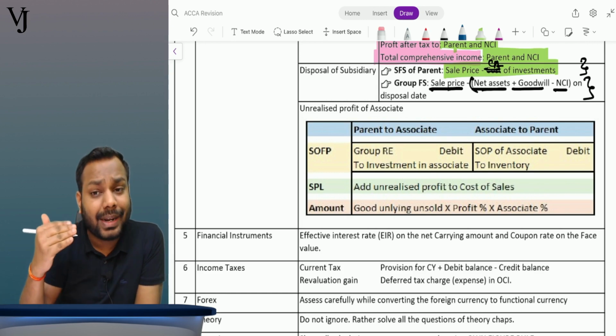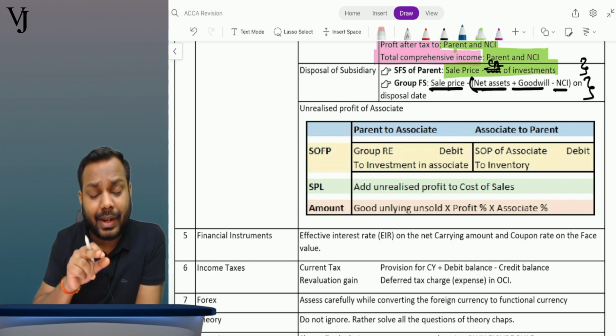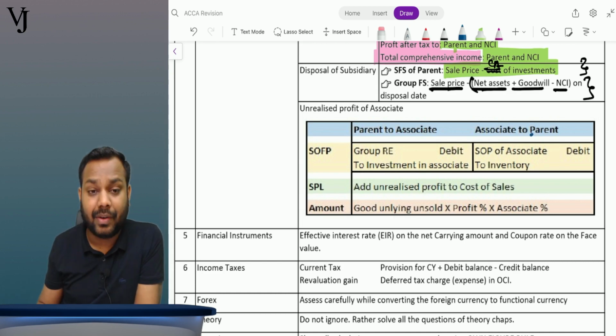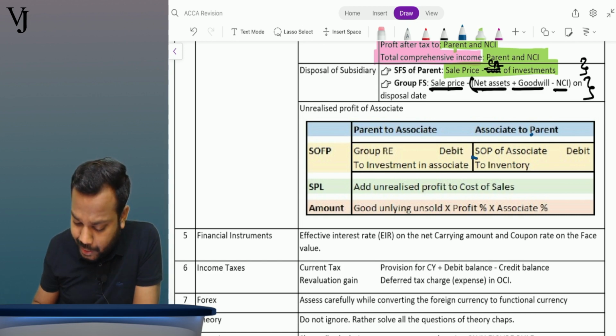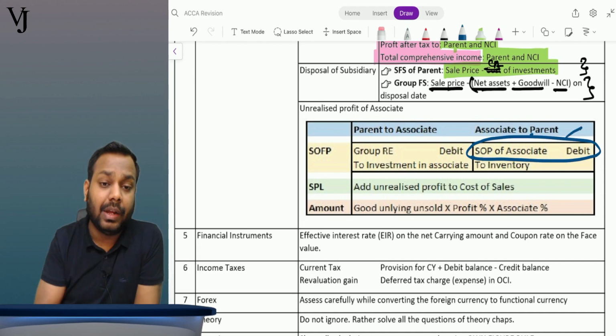But if the associate is selling to the parent company, who has earned the profit? Associate company. So we have to reduce the share of profit of the associate. Now, are we recognizing that inventory? Yes, because the parent company has the inventory, right? So we'll reduce the inventory. Now understand, this unrealized profit will not impact the cost of investments. Again, students make a mistake.